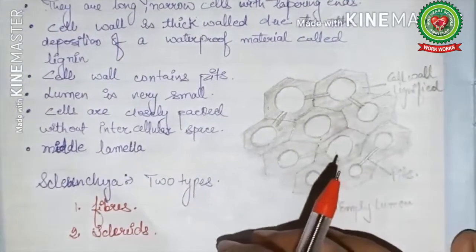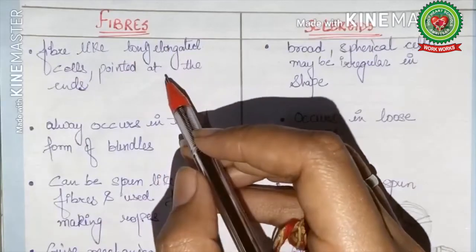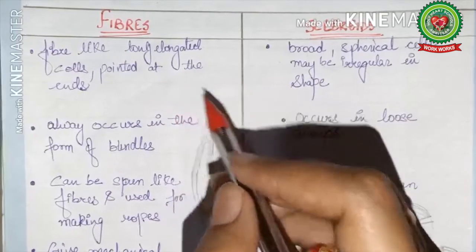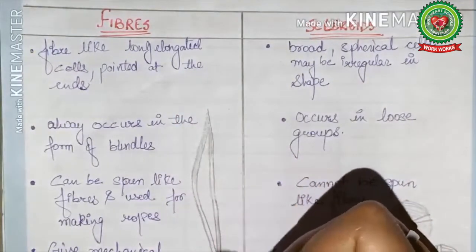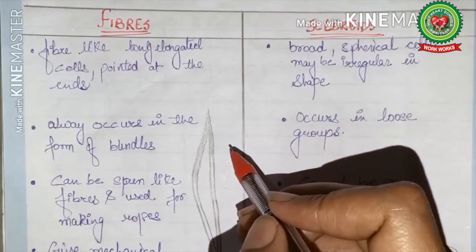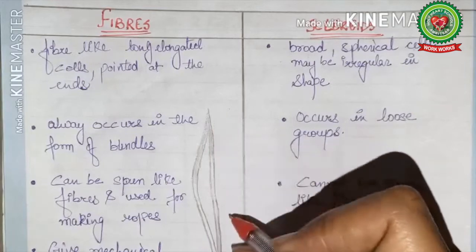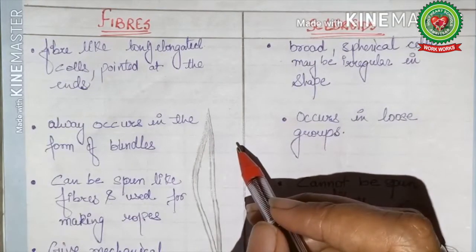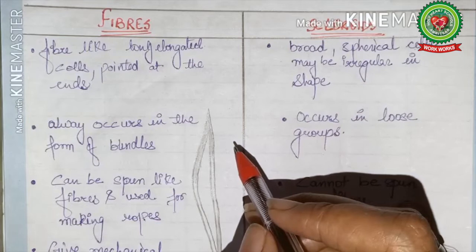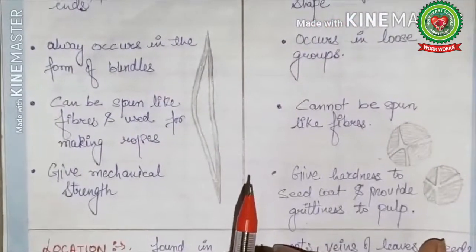Now sclerenchyma is further of two types: fibers and sclereids. Fibers are fiber-like elongated cells with pointed and tapering ends. They are packed into bundles as strands or sheets. They can be spun like fibers. The length of the fiber may vary from 1 mm to 50 mm, and they are usually used for the manufacture of ropes and other products. Their basic function is to provide mechanical strength.